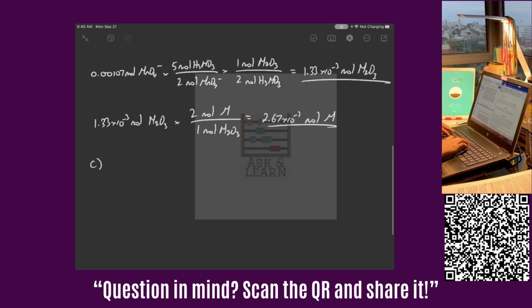And lastly, for part C, what is the identity of the metal M? So the atomic mass of M, we're told that we have 0.2 grams of the metal and 2.67 times 10 to the negative 3 moles, and this will yield 74.9 grams per mole, which corresponds to the element arsenic.